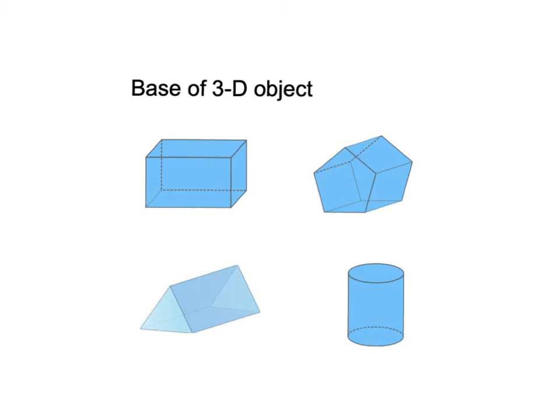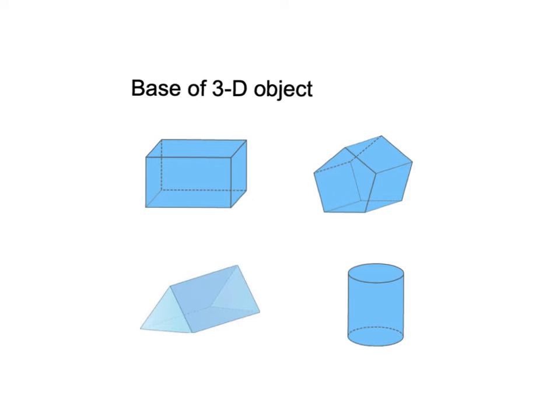When we are working with finding the volume of a three-dimensional object, we have to really be able to identify what is considered the base. Now, in the previous screen, we talked about what it takes to be a prism. And to be a prism, you have an identical front and back, or an identical top and bottom. And that part that is identical is considered the base.